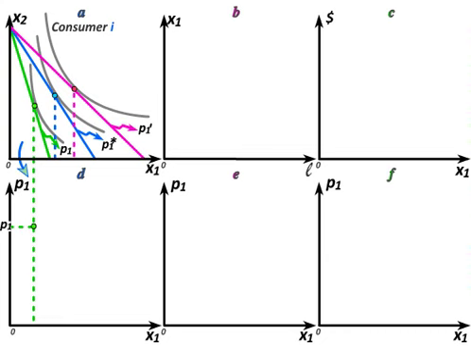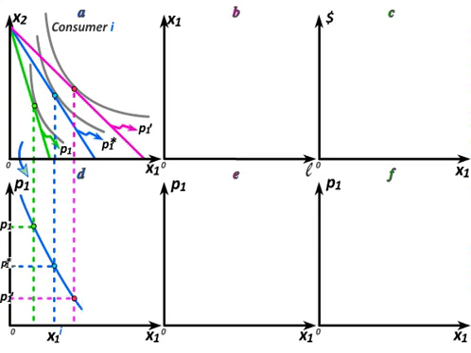For instance, at the price of P1, we know the consumer consumes the green quantity, which gives us 1 point on the consumer's demand curve in panel D. At the lower price of P1 star, the consumer consumes the blue quantity, giving us a 2nd point on the consumer's demand curve. And at the even lower price of P1 prime, we derive the magenta quantity as the quantity that the consumer will demand along her demand curve. Connecting these, we then get an estimate of consumer I's individual demand curve for the good X1.